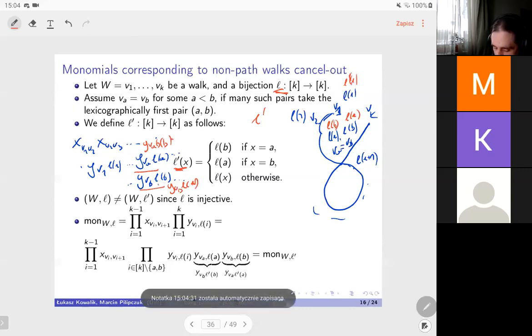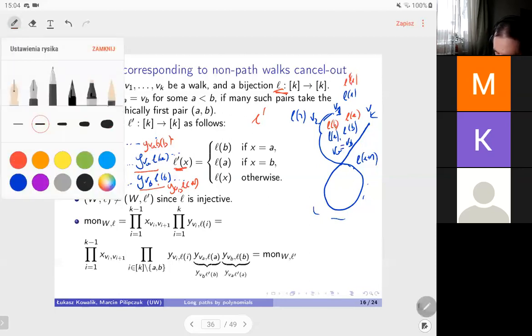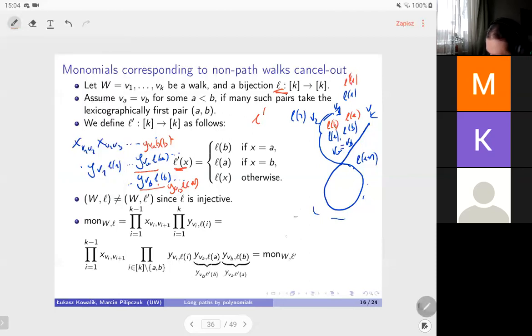These two variables will be the same two variables as this one, so this will be the same monomial, okay? So you can think of taking the lexicographically first place where the walk visits a vertex twice and then swapping there, or you can actually think in these terms: maybe let's take the gray one, and if there's a walk that visits itself multiple times, then you get the same monomial.